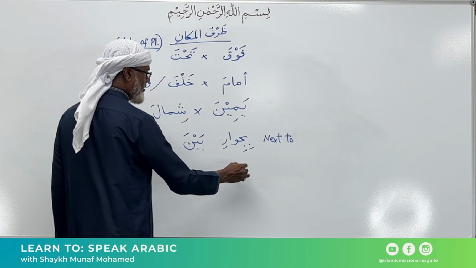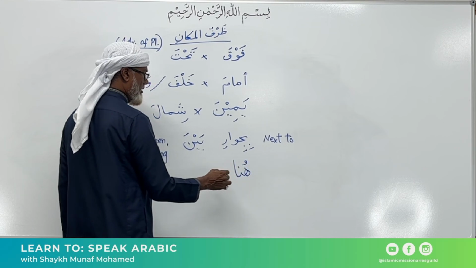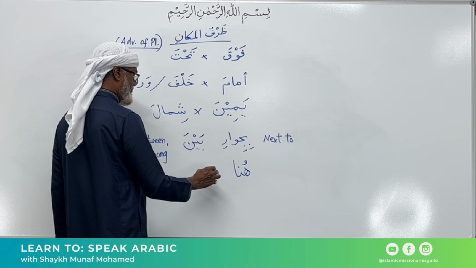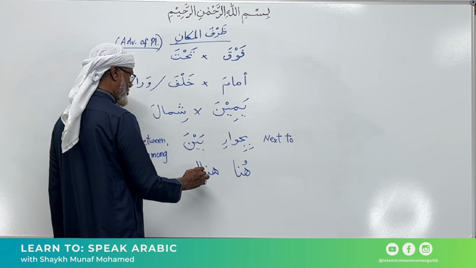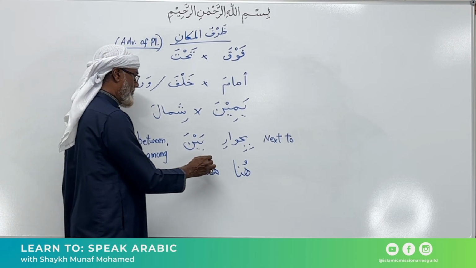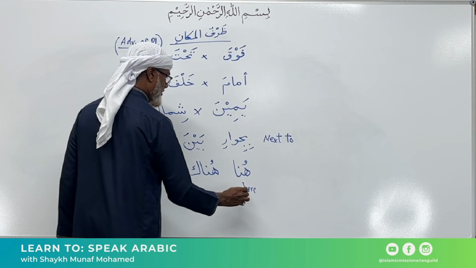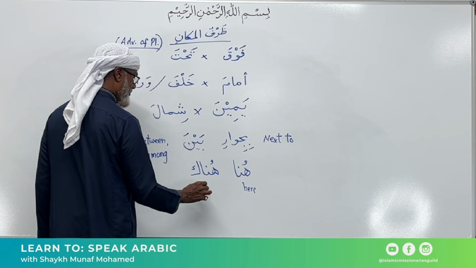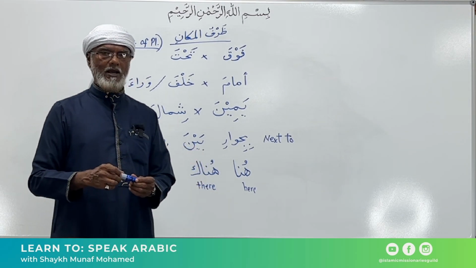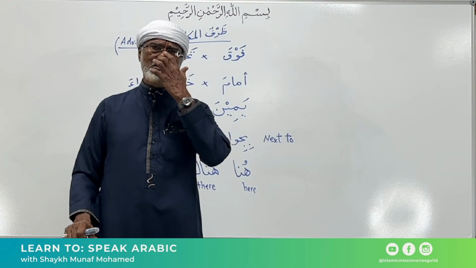Also you could have the word هنا, meaning here. And then you could have هناك. هناك, there. So here and there. هنا and هناك. And these words are easy to place in sentences.